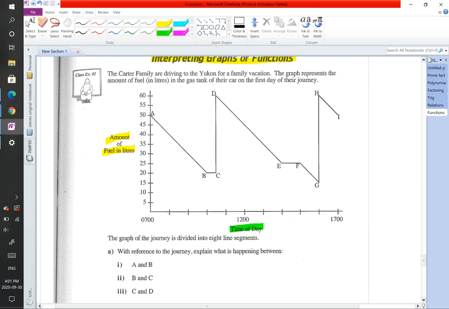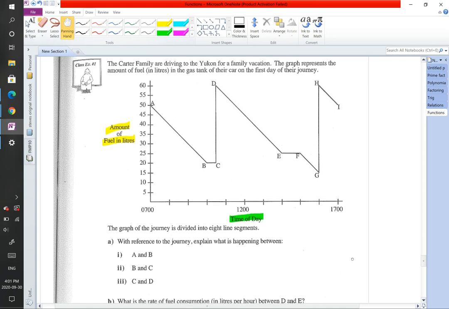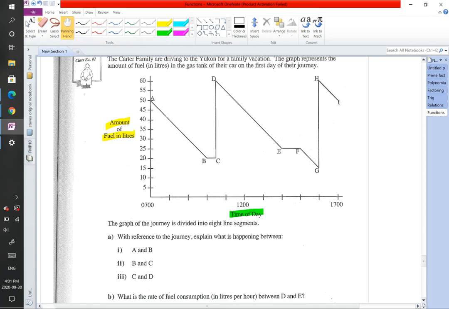So it's divided into line segments here. We have the AB segment, the BC segment, the CD segment, so on and so forth. It says, with reference to the journey, explain what is happening between line segment A and B. If I'm looking at that line segment right here, you can see that the time is going forward and the amount of fuel is going down. So they're probably driving, right?